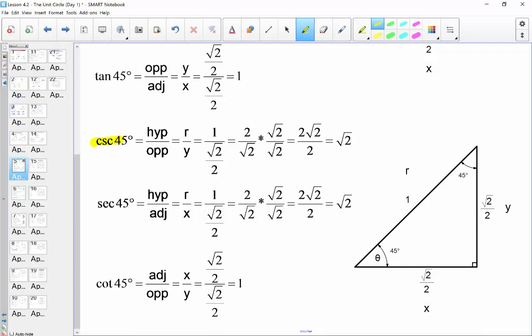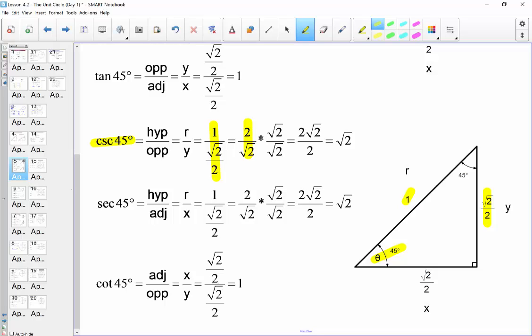The cosecant of 45 degrees is the hypotenuse 1 over the opposite side, square root of 2 over 2. When we divide by a fraction, we multiply the numerator times the inverse of the fraction. So 1 over the square root of 2 over 2 equals 1 times 2 over the square root of 2, which is just 2 over the square root of 2. But since we still have a radical in the bottom, we need to rationalize the denominator. In other words, we need to get rid of that radical.